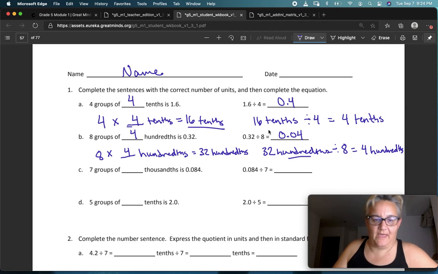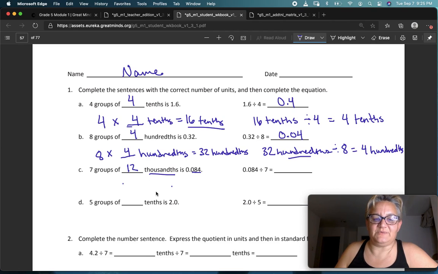Cool. Okay, next one. 7 groups of how many thousandths equals 84 thousandths? So this is already in thousandths, so I don't need to write it out. You know that. 7 times what equals 84? Well, let's see. 7 times 7 is 49. 7 times 8 is 56. 7 times 9 is 63. 7 times 10 is 70. 7 times 11 is 77. 7 times 12 is 84.